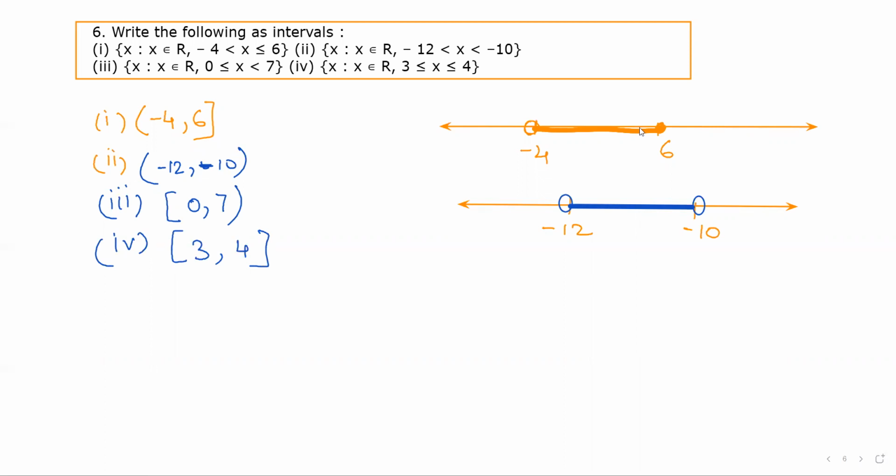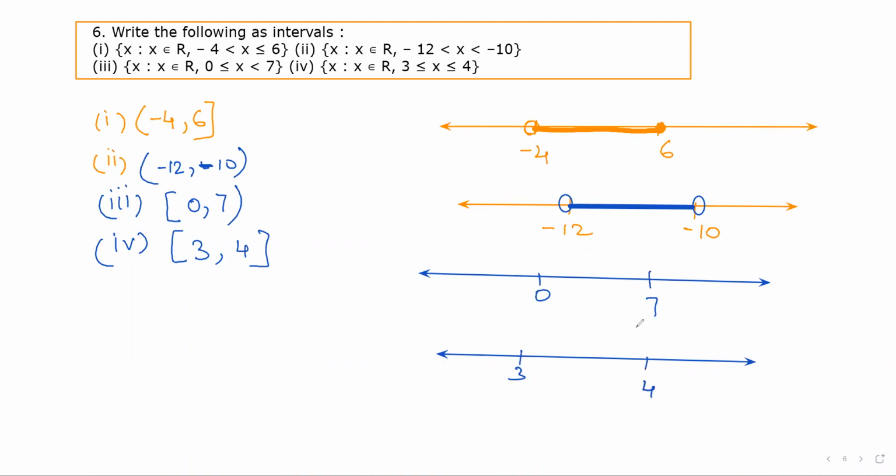If you were to draw them on the number line, they would look something like this. 0, 7, 3, 4. The values within them are included. Here you have hollow, here you have filled circle, filled circle.